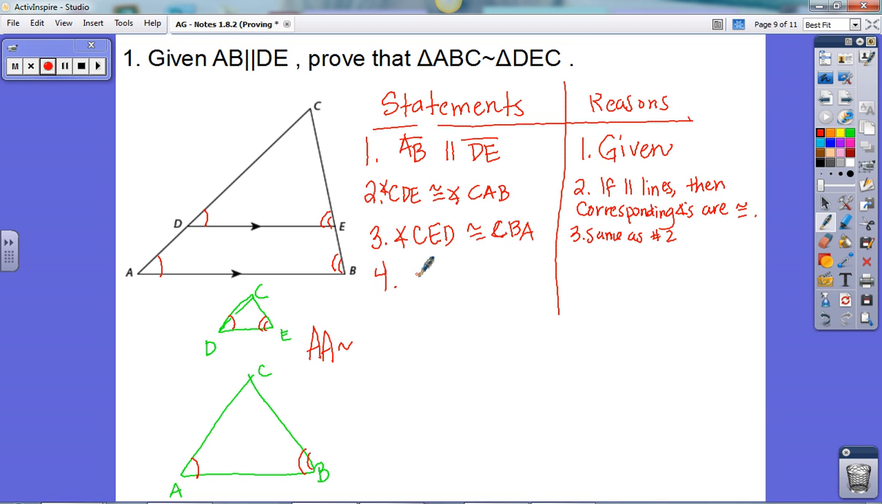And lastly, I can go ahead and say that the triangles are similar because I have my two angles, and that's all I need to prove that two triangles are similar.